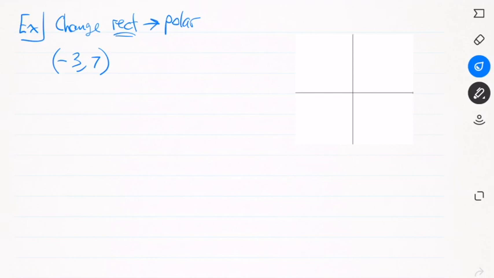So here I'm guaranteeing that (-3, 7) is a rectangular coordinate. So (-3, 7) would plot right about, let's guess, here. And again, I highly suggest drawing the right triangle to help you get the correct answer. So the x value is -3, the y value is 7. This is the point (-3, 7). And we need to find the two pieces of information, r and theta. So we want to convert this into r and an angle, the radius and the angle.